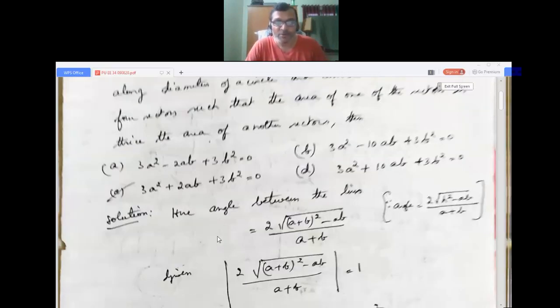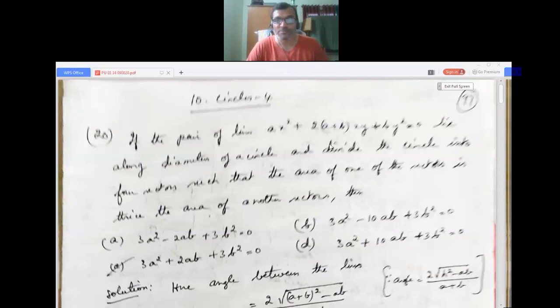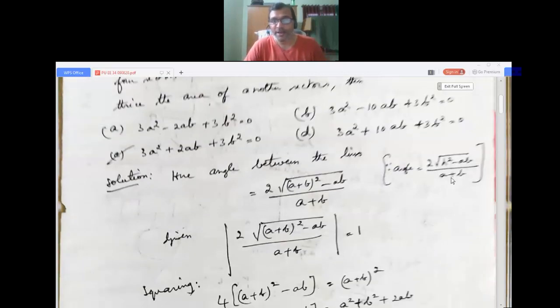Anyway, the angle between the lines, as I told you, by comparing this with ax squared plus 2hxy plus by squared equals 0: a is a, h is a plus b, and b is b. So substituting in this formula, tan theta equals 2 into square root of h squared minus ab, divided by a plus b. So the angle between the lines will be 2 into square root of (a plus b) whole squared minus ab, by a plus b. So what happens here? That is equal to 1 because tan 45 is 1.